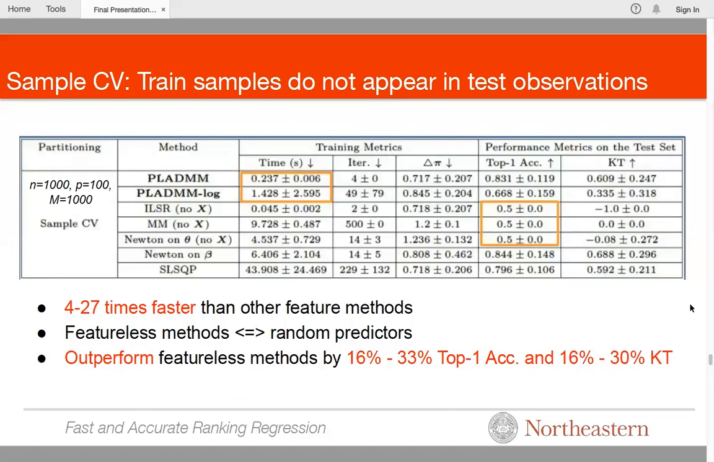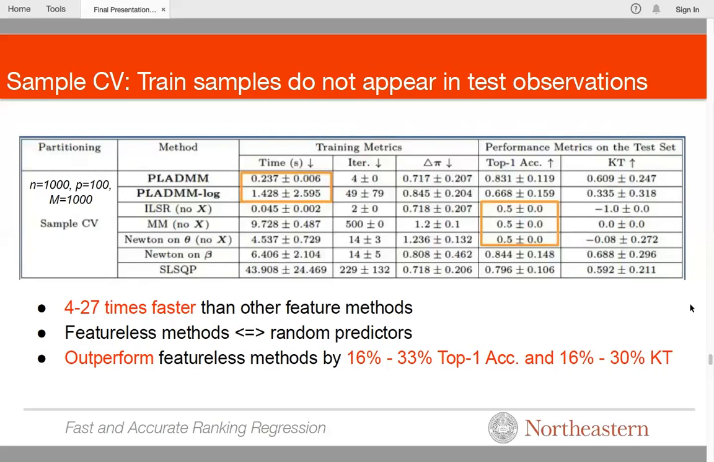We also have some competing methods that we compare to. The first set of competing methods do not learn from features, which are indicated by no X. ILSR is the one we talked about before, and denotes the minorizing maximization algorithm, which is state of the art when we do not have features. The other one is Newton on theta. This does, as we said before, the convex parameterization of the problem and applies Newton's method to solve the resulting problem.